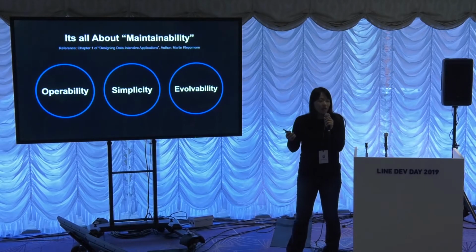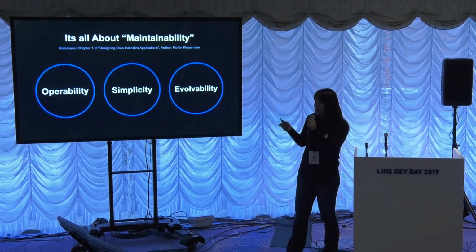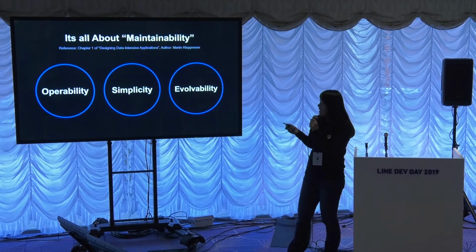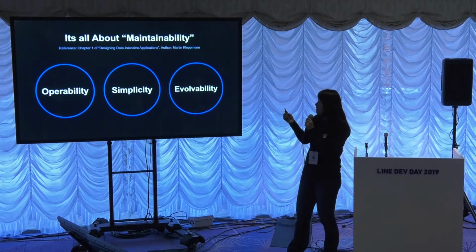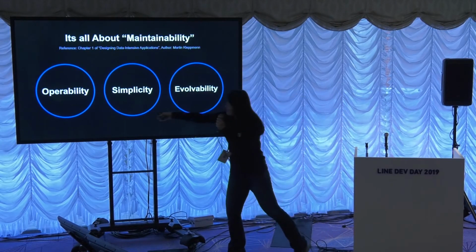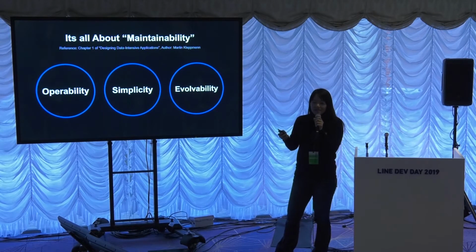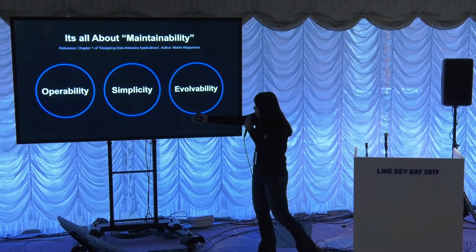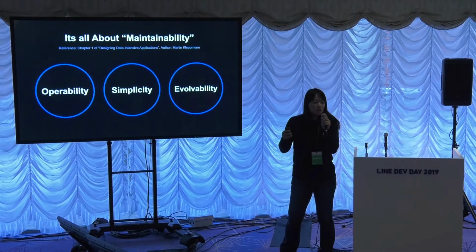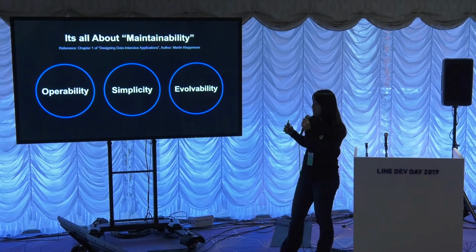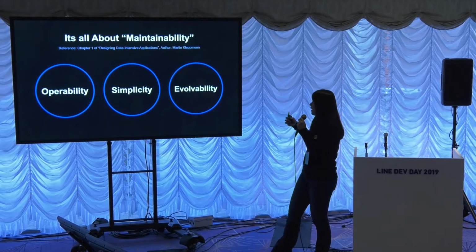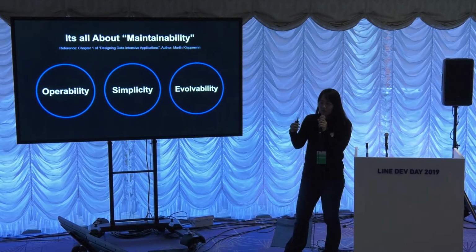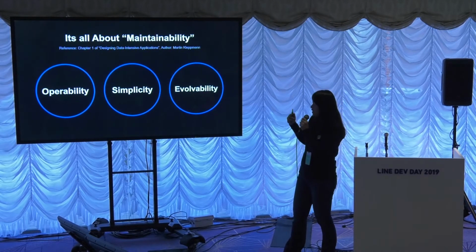As you can see, it's all about the maintainability of a data system. The book Designing Data-Intensive Applications says maintainability has 3 factors. This one, operability, is to make the system easy for the operations team to run smoothly. The middle one is simplicity, to make the system easy for new engineers to understand. And the third one is evolvability, to make the system easy to change in the future.